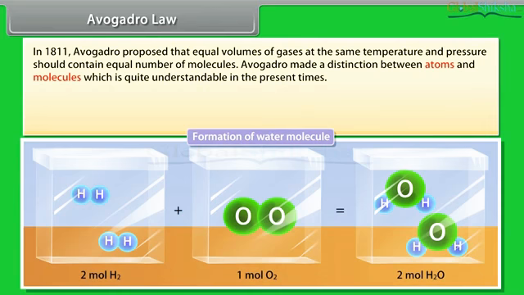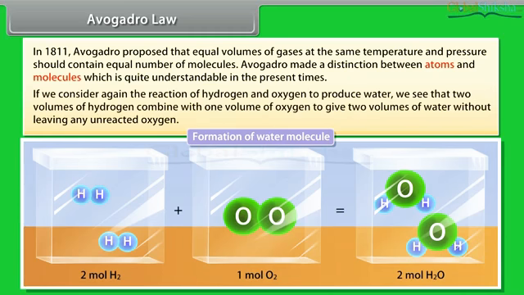In 1811, Avogadro proposed that equal volumes of gases at the same temperature and pressure should contain an equal number of molecules. Avogadro made a distinction between atoms and molecules, which is quite understandable in the present time. If we consider again the reaction of hydrogen and oxygen to produce water, we see that 2 volumes of hydrogen combine with 1 volume of oxygen to give 2 volumes of water without leaving any unreacted oxygen.